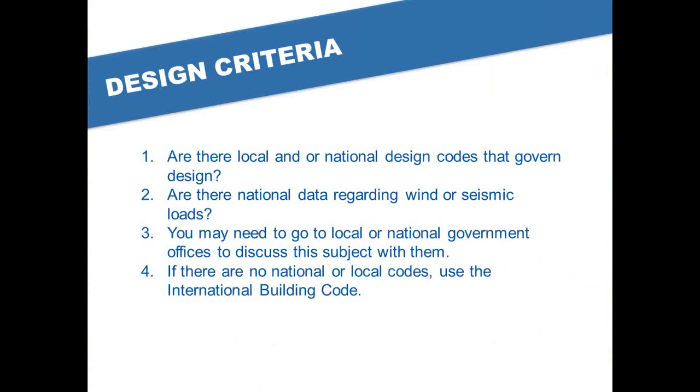One thing you're going to want to do is find out what the design criteria are. There are some countries that actually have pretty good national design codes. Ethiopia, for example, has a fairly good code. There are other countries that don't really have much of a design code, and so there's not much there. If there's a national design code, you'll want to use that. If not, just go ahead and default to the International Building Code.